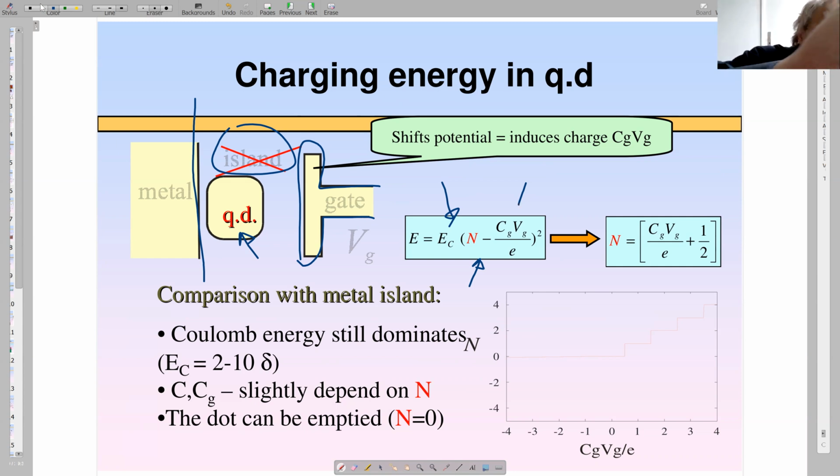Here, I guess this line is hardly visible. I plot here the number of charges with respect to the gate. What was the difference with a metallic island? A metallic island cannot be emptied. One could not extract all electrons from a metallic island. One could do this for the dot. So here it just means that at a certain gate voltage, the dot is empty. What can be mentioned?